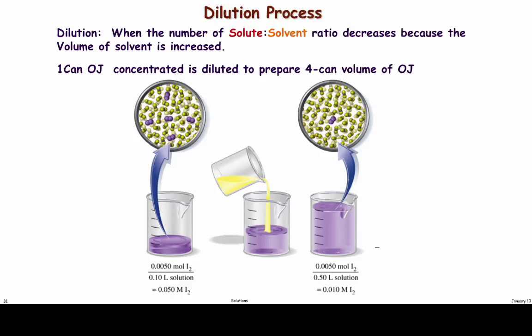Same thing with chemicals. When you have a solution and it has a certain concentration, by adding more solvent like water, the solute hasn't changed. You've just increased the amount of solvent, but now the concentration is lowered because there's less solute per volume.